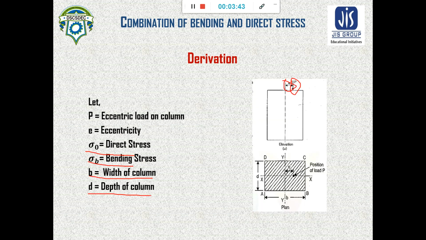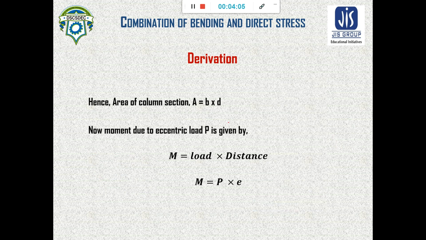Now, after knowing that, we can very easily derive the area. What will be the area? Area is nothing but depth into width, that we already know. So from this figure we can say the area will be B into D. That is our area, B into D.